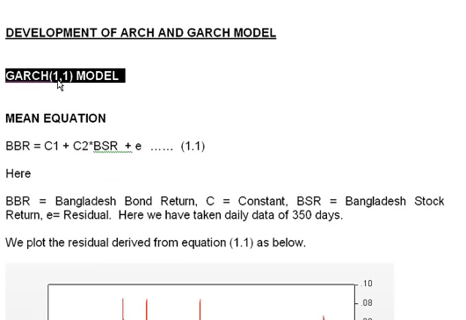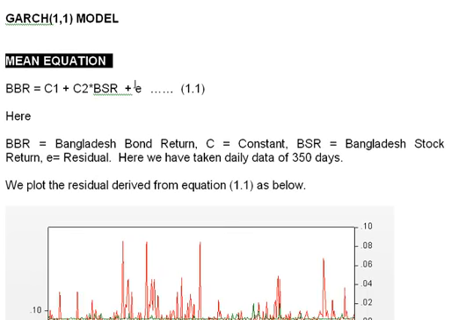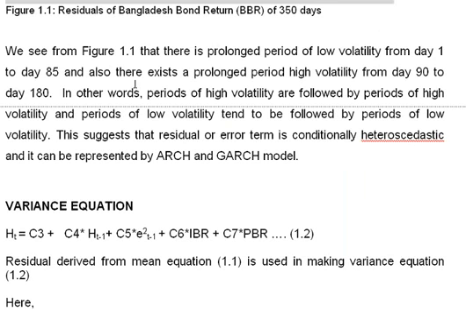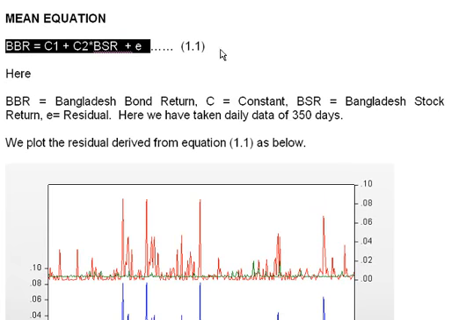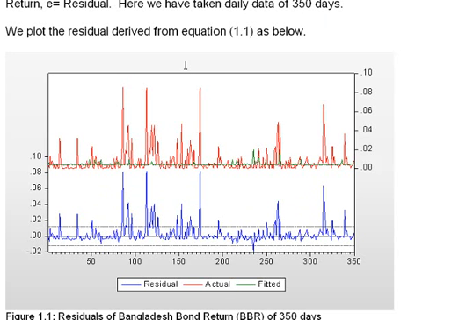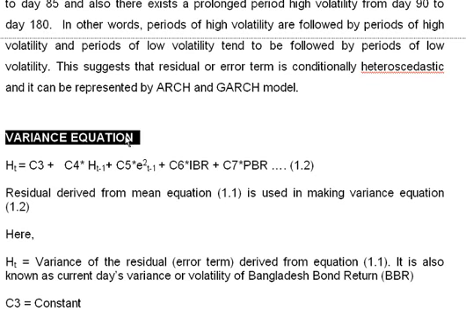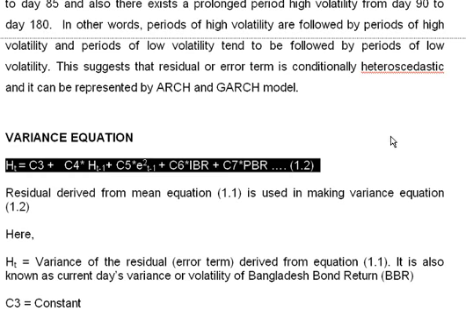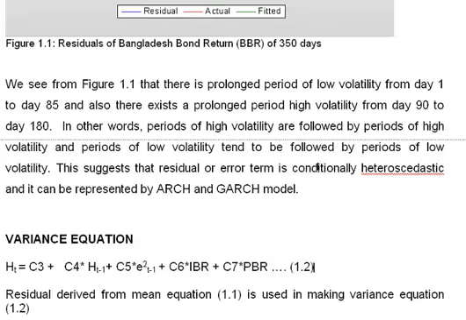Okay, so this GARCH(1,1) model has two parts. One part is mean equation, that is part number 1, and the second part is variance equation. So we have two parts. One is mean equation, you can see from here, that is 1.1, and second part of the GARCH(1,1) model is variance equation, which is this one, equation number 1.2. So these two equations we shall solve today.